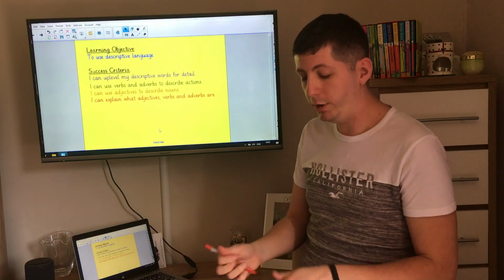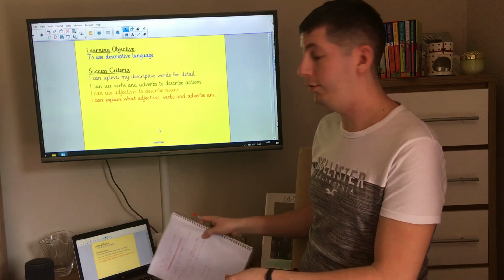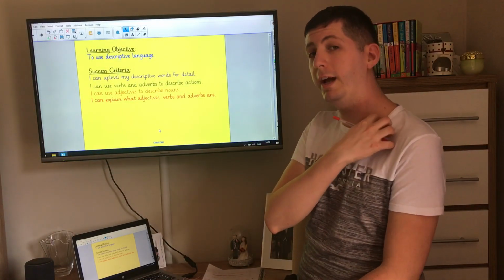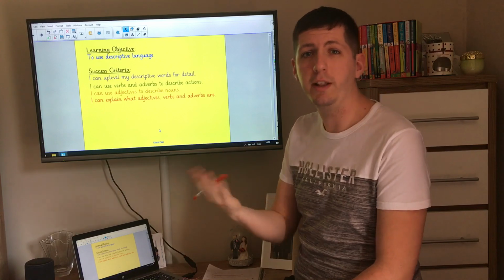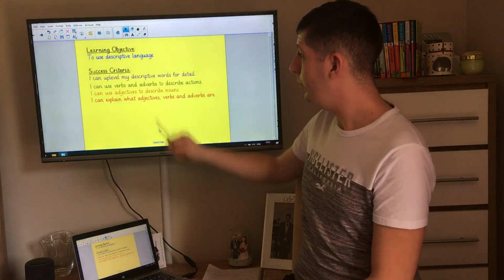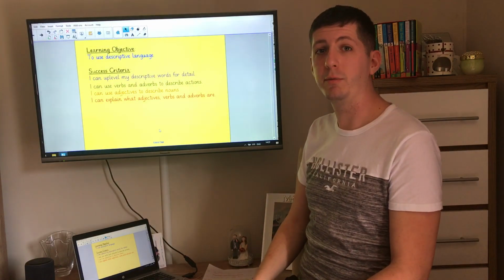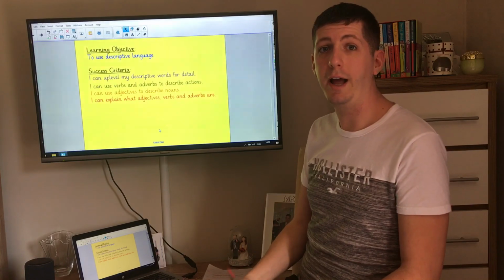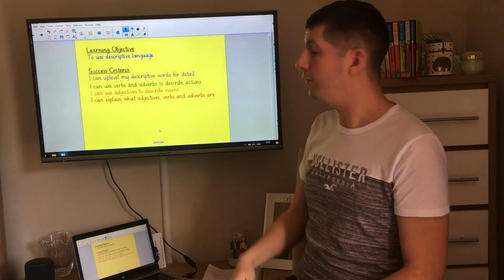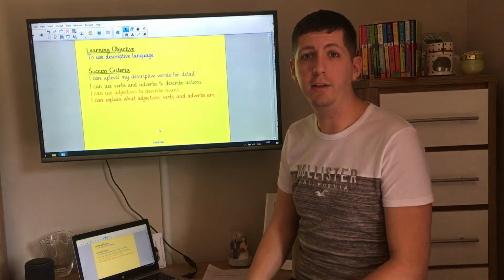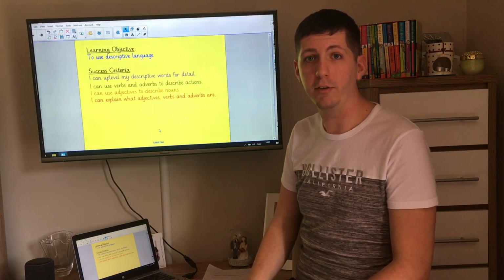In today's lesson, we're going to be using some more descriptive language like we did yesterday. So first of all, we need to be able to explain what adjectives, verbs and adverbs are. We did that in yesterday's lesson, so hopefully you should be on track for that already. We're going to see if we can use adjectives to describe some nouns. We're going to see if we can use verbs and adverbs to describe our actions. And we're going to see if we can up-level our descriptive words for detail. So there's no point choosing easy words if you can use words which are much more exciting and interesting.